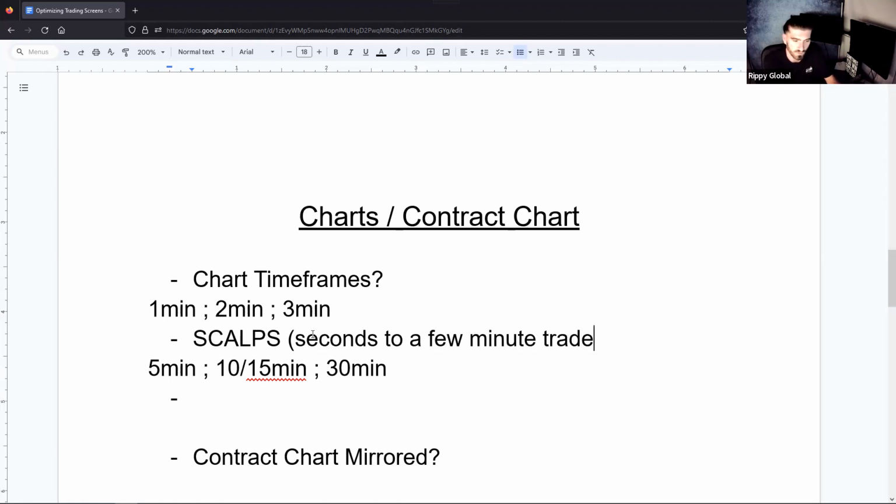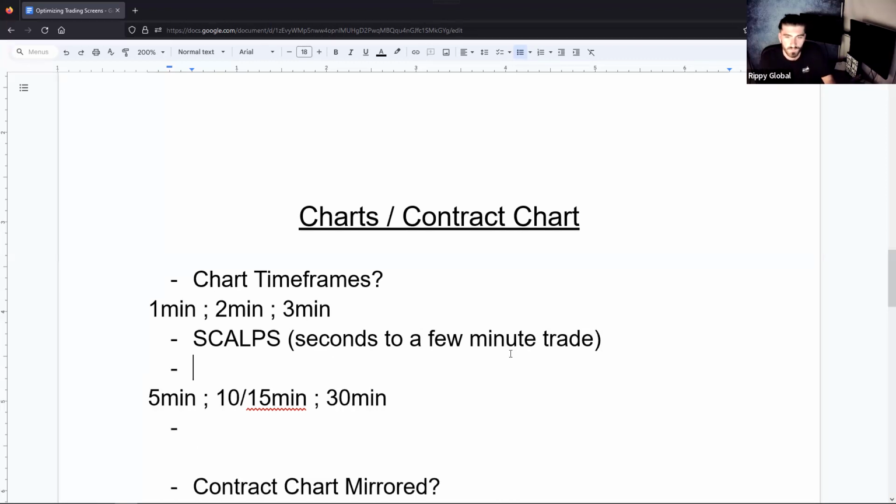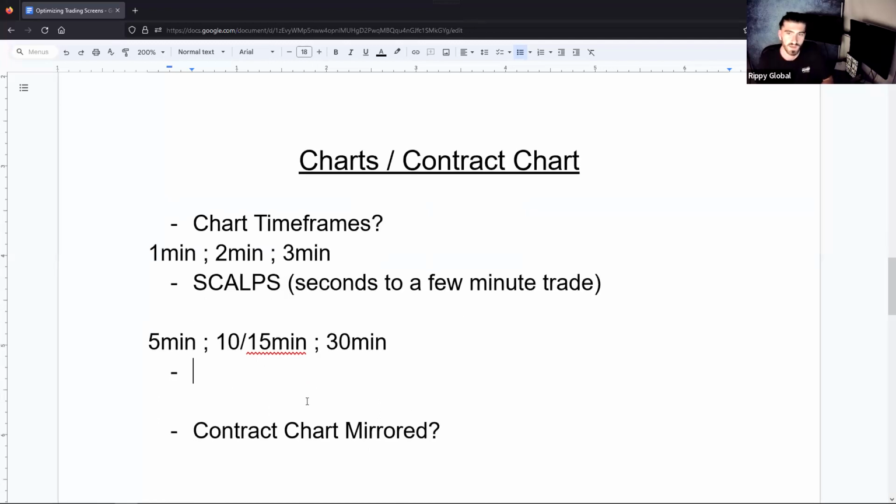Seconds to a few minute trades. So when I'm looking at the 5-minute, the 10-minute, the 15, the 30, I'm not expecting to be in and out unless the move presents itself that way. Initially, I'm looking at the bigger frame on my actual setup. I'm not looking to buy in and sell within 30 seconds unless the move just happens that way.